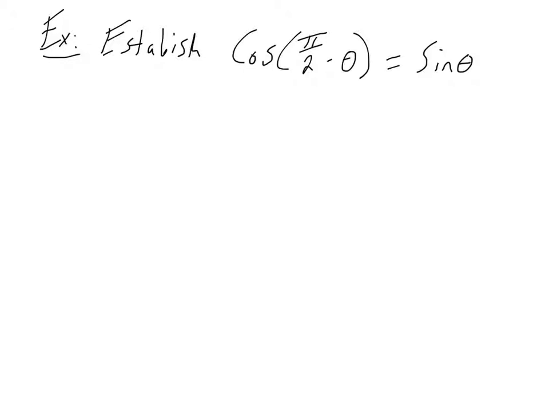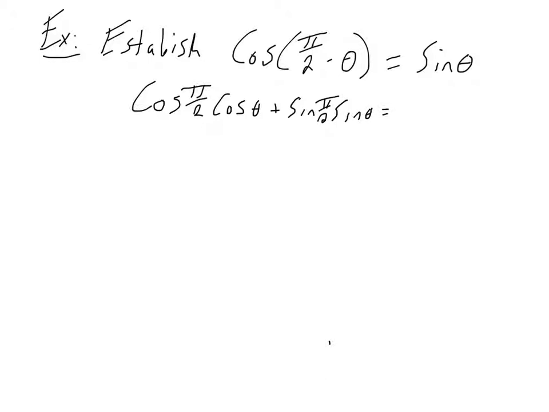All right, so looking at this one right here, we want to figure out cosine of pi over 2 minus theta, is that equal to sine? Let's prove it using our identities. Probably the side we're going to work from is the left side, because it's more complicated, there's more things going on. So we're just going to plug this directly into the cosine difference identity, right? So we'll get cosine of pi over 2 cosine theta plus sine pi over 2 sine theta, right?